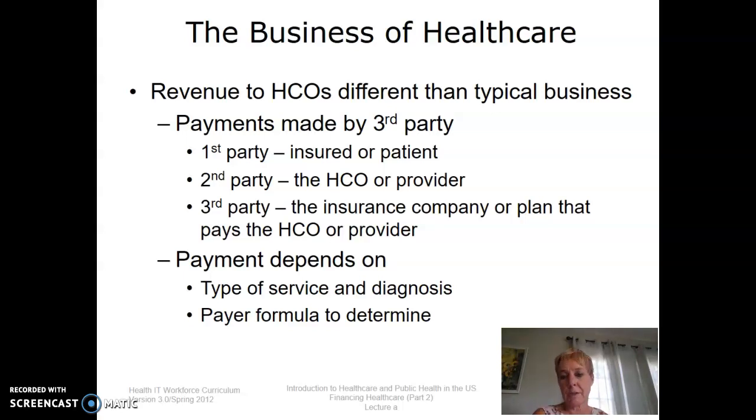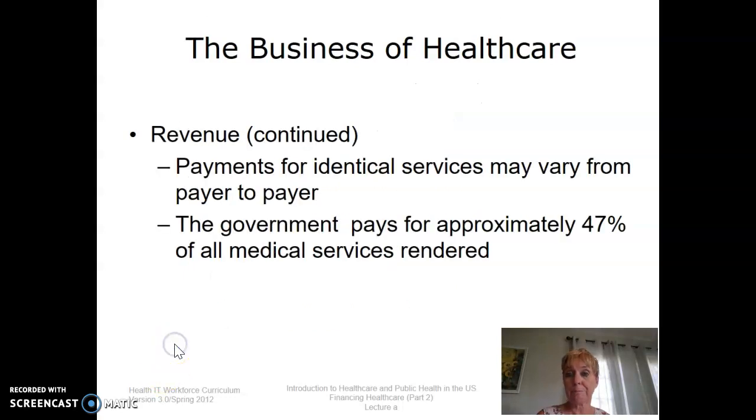When I go to the grocery store and buy groceries, there's two parties, me and the grocery store. There's no third. Your payment is going to depend on what kind of service you got and what your diagnosis was, and then what kind of formula that payer uses to reimburse for that service. Revenue is money coming in. When we talk about money, that's how much money you've earned. So payments for identical services may vary from payer to payer.